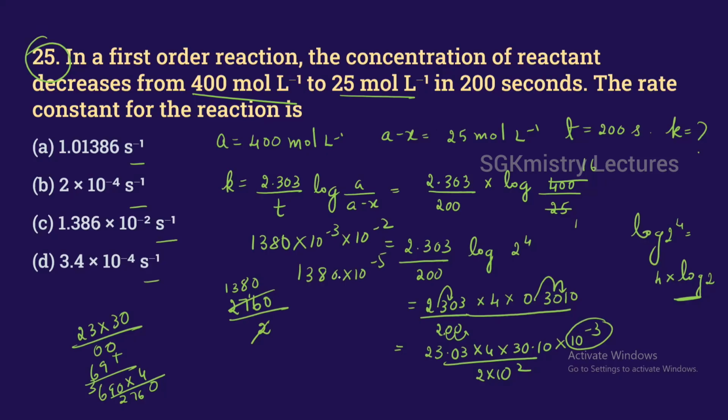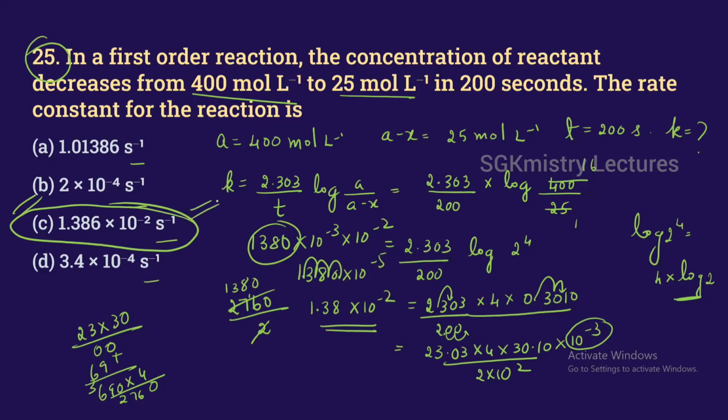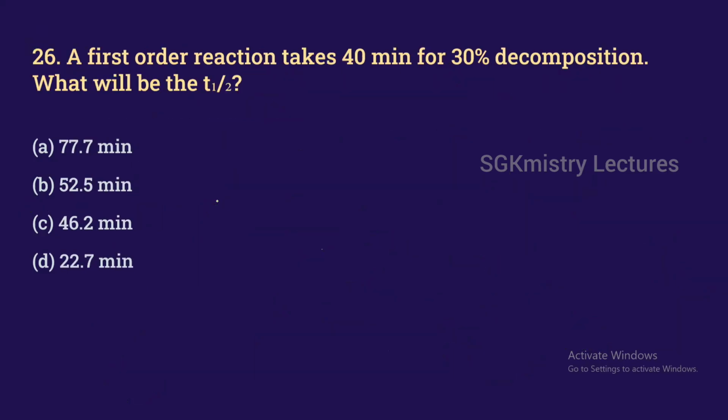So I need to shift the points. Okay. So if I shift 1, 2, 3, I get 1.38 into 10 to the power of minus 2. So we have this as the correct answer. So by the time you get this particular answer itself, you can easily select this as the option C as the right answer. Okay, no need to go much into detail with respect to the decimal calculations.